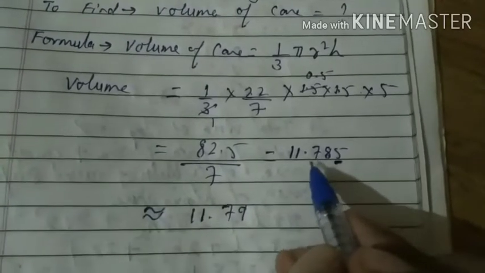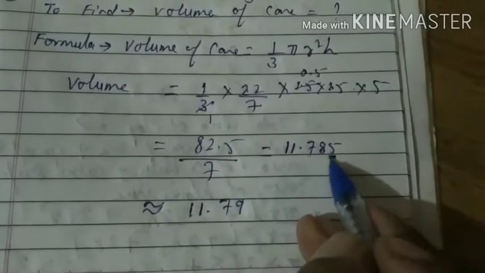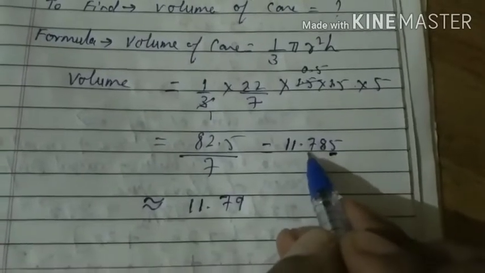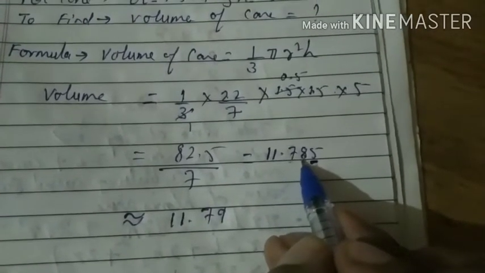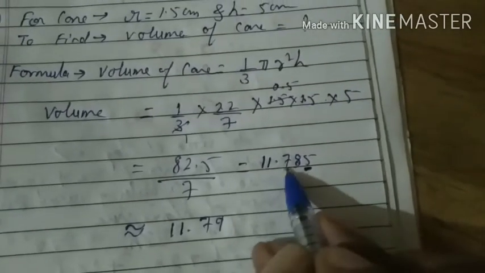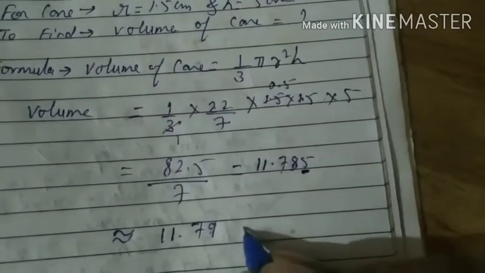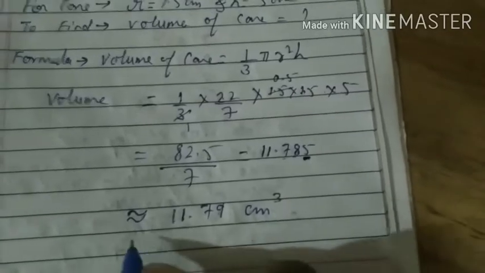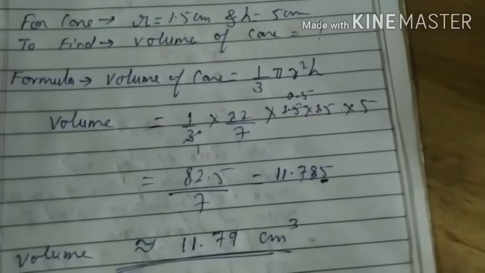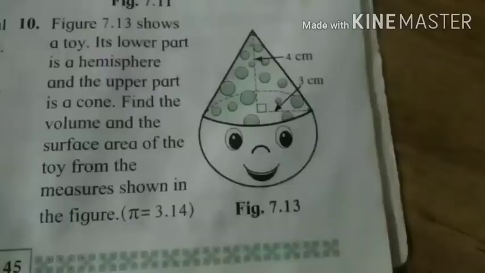Once again, I will tell you, we have to take only 2 decimal place, that is approximate value. So the third decimal place digit we have to check whether if it is 1, 2, 3, 4, you keep this 7, 8 as it is. But if it is 5, 6, 7, 8, 9, so in place of 7, 8, you make it 7, 9. So 11.79, as you are finding the volume, the answer will come in terms of cubic centimeter. That is, volume of cone will be 11.79 cubic centimeter. That comes to approximate value.